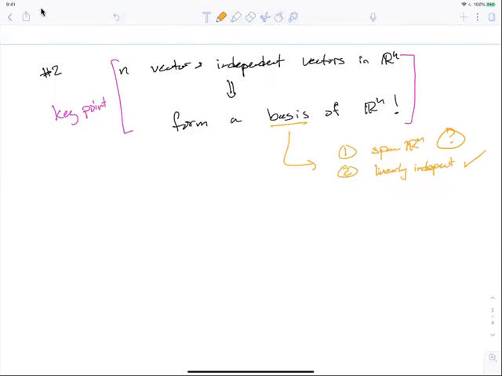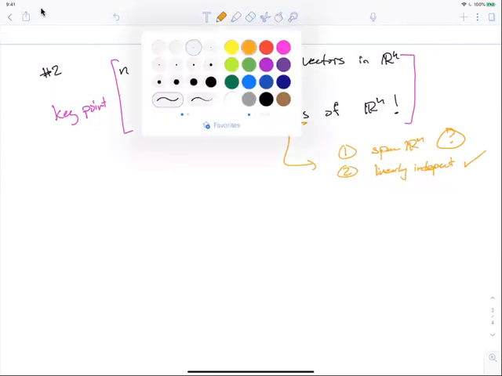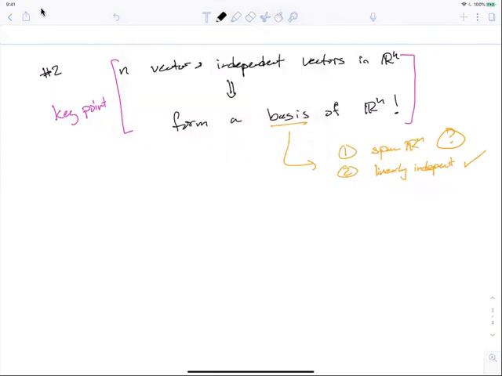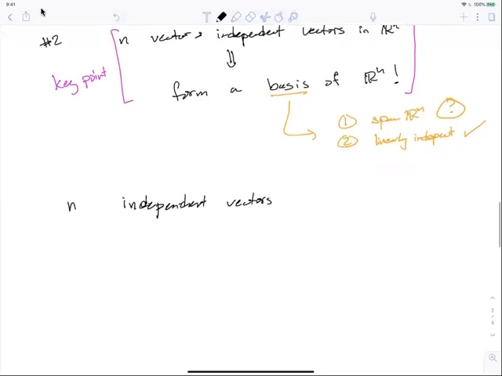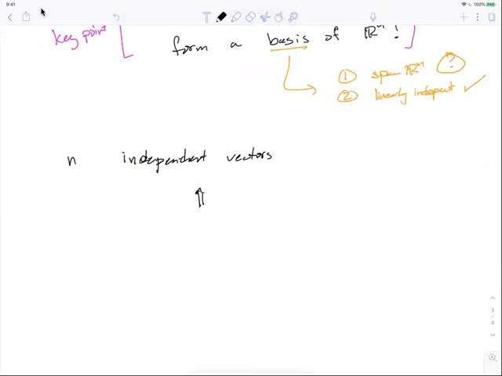Let's just go through one concept at a time. So one thing that we've had is that if you have n independent vectors, they have to pass the independence test.